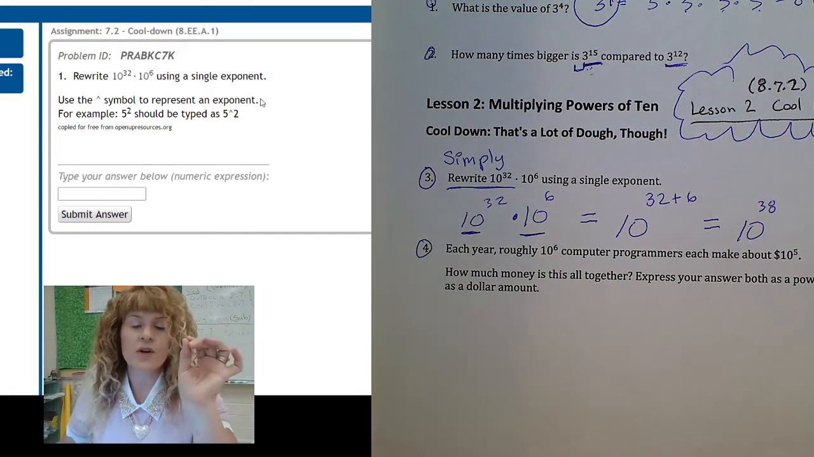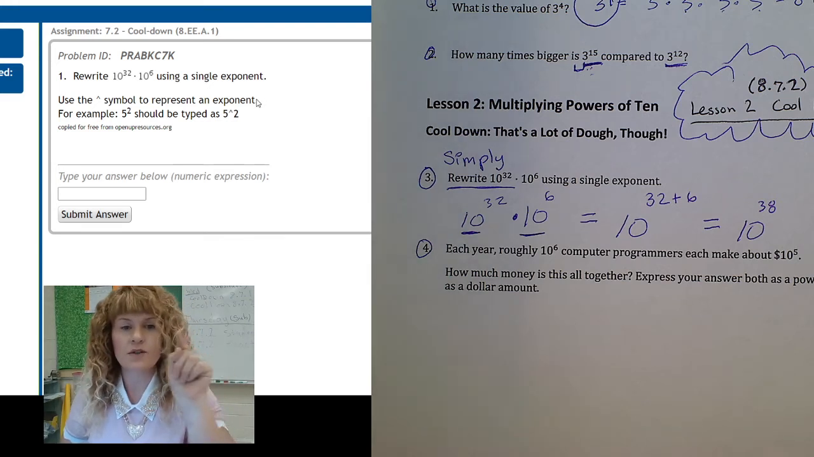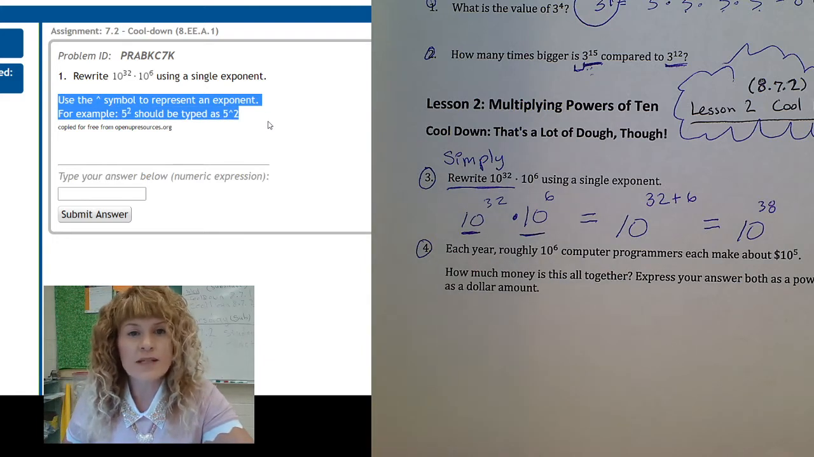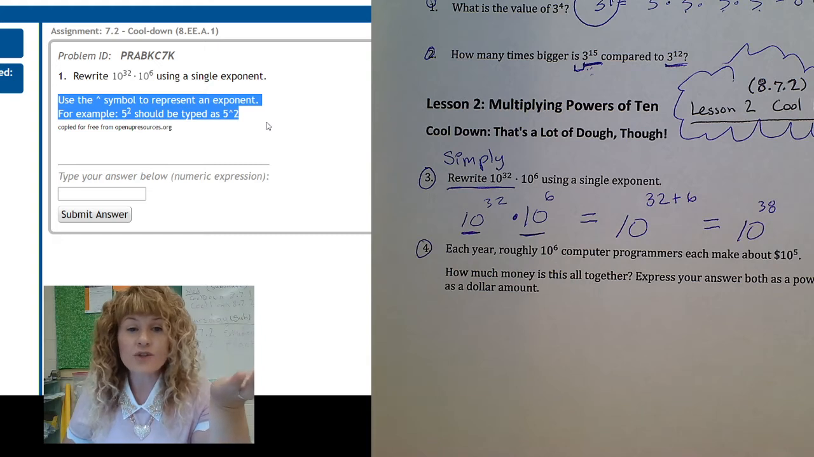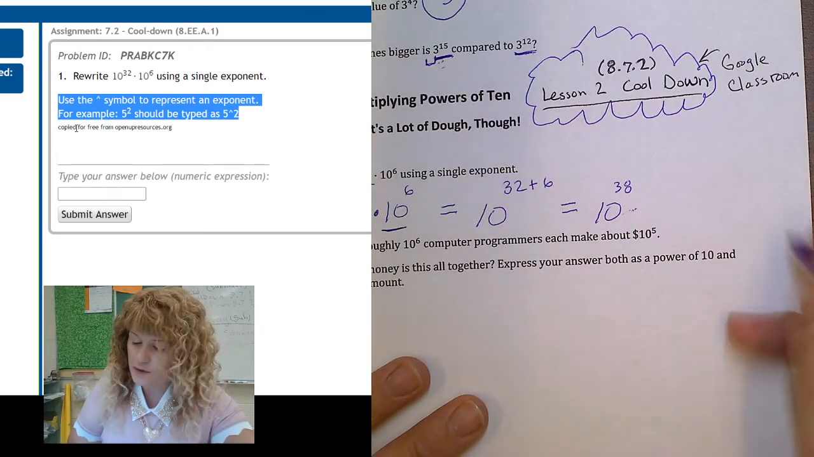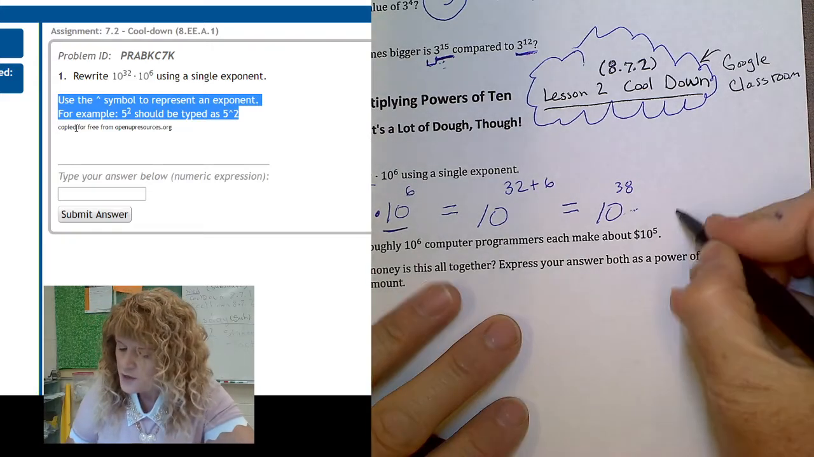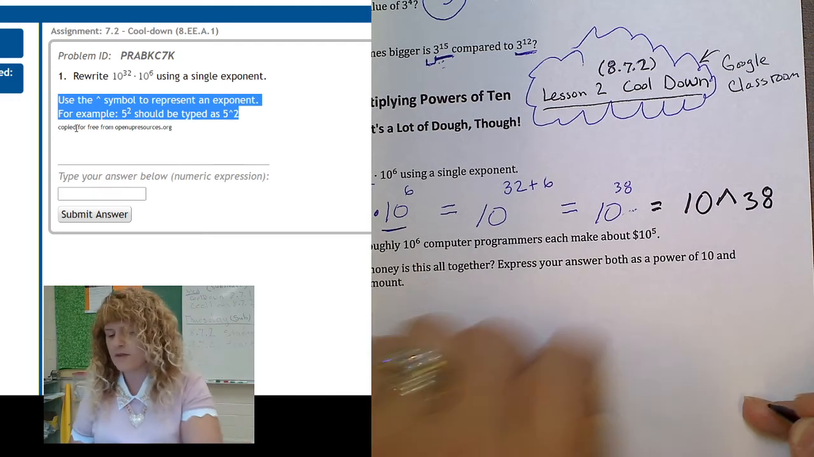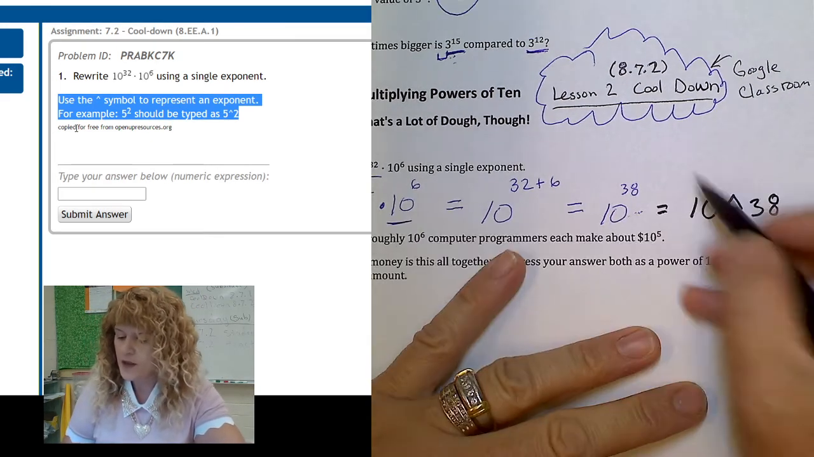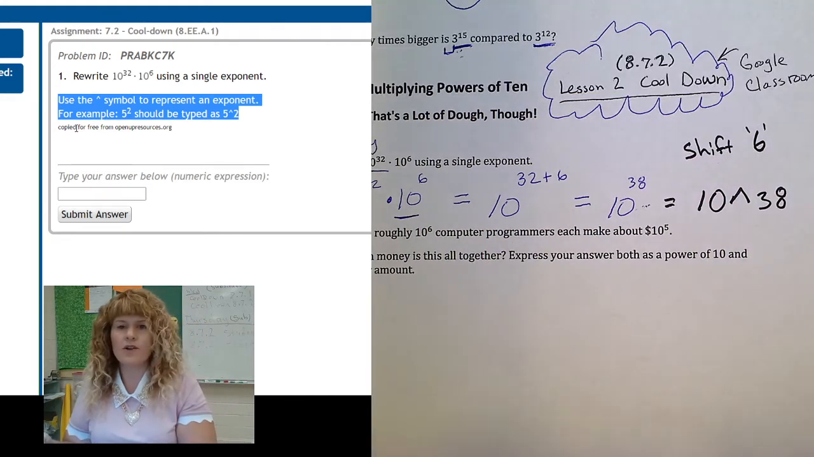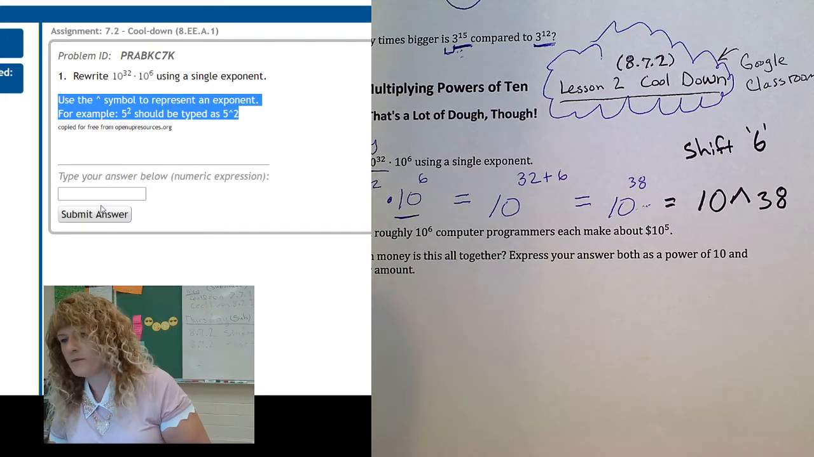There are important instructions for using this program to enter your answer. It says use the caret symbol to represent an exponent. And I showed you this in the spreadsheet. That's computer language for to the power of. So when you enter this number in your computer, please look at my paper. You're going to enter 10 caret symbol 38, and that means 10 to the power of 38. And that caret symbol is Shift 6 on your keyboard. Go ahead and enter it right now.